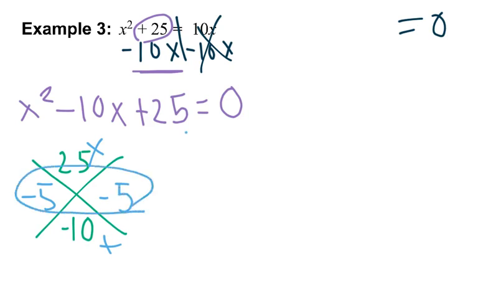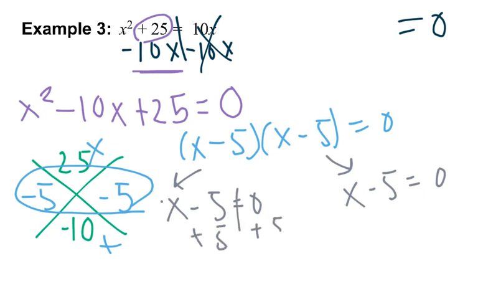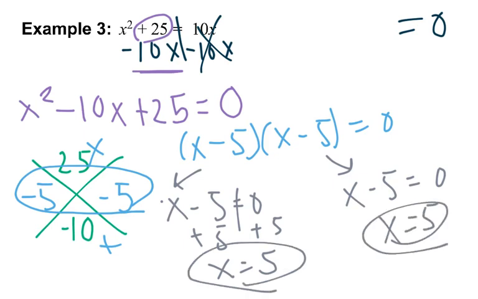Next step is write that in factored form. (x minus 5)(x minus 5) equal to 0. We're ready now to do our setting them equal to 0 separately. x minus 5 equals 0. x minus 5 equals 0. We can see we're going to get the same answer in both situations, right? x equals 5, and we'll also get x equals 5 over here. So in this case, we only have one answer, which is x equals 5. And we're done.